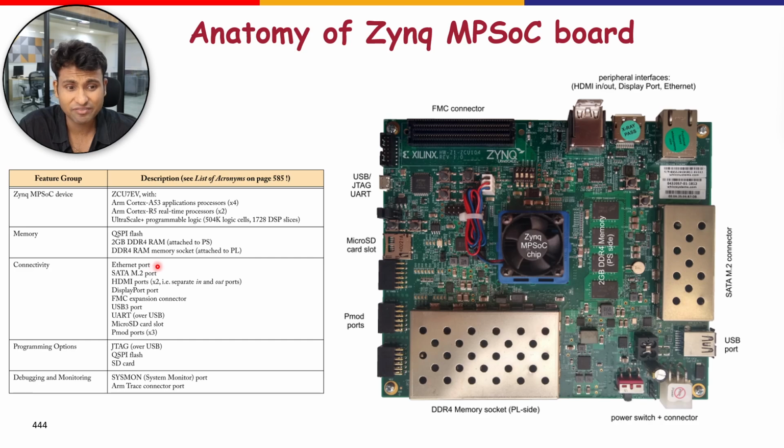Regarding connectivity, we have an Ethernet port, SATA M.2 port, HDMI ports, DisplayPort, FMC expansion connector, USB 3, UART, micro SD card slot, and some PMOD ports, which you can see distributed all along the edges of this board. For programming the board, we can directly use a JTAG port which you can see here, or we can put the program inside the QSPI flash memory, or we can use an SD card to boot up the system.